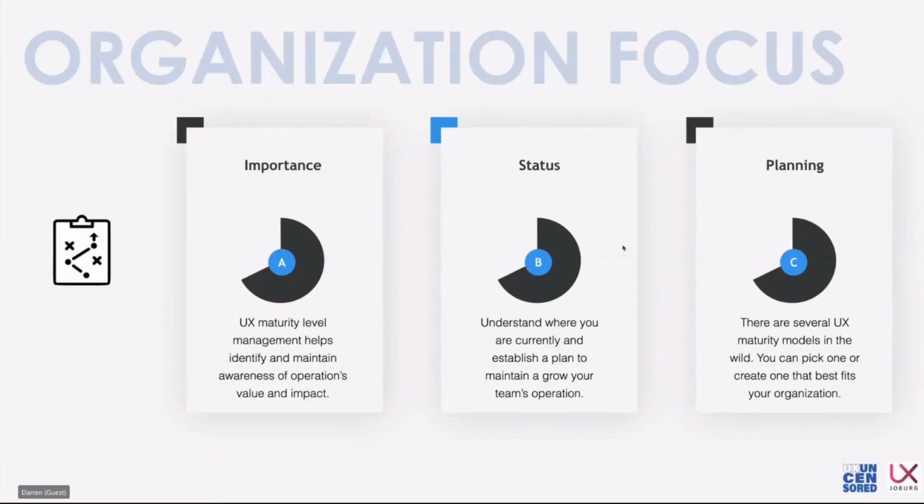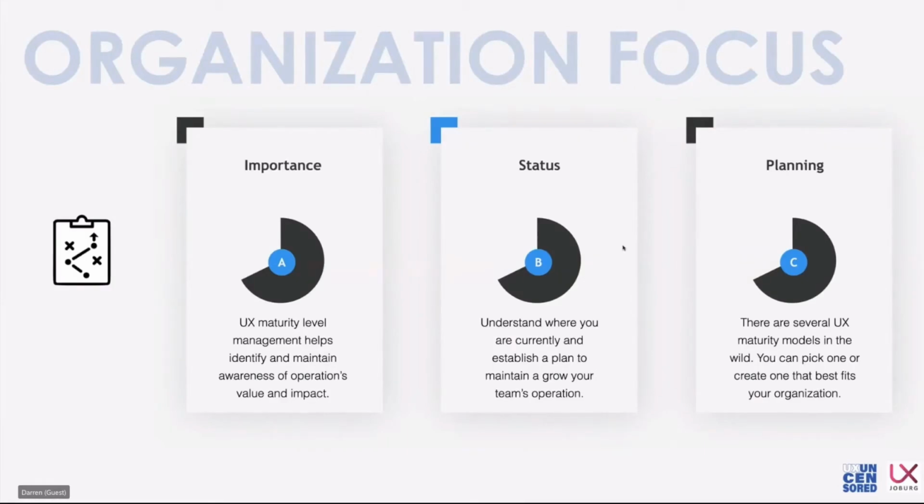And then lastly, for planning, there are several UX maturity models out there in the wild. Everywhere you look, there's a model. But it sort of kind of doesn't matter. Then again, it sort of kind of does. And I talk about this on my podcast. There are some bad ones out there, but there are some great ones out there too. And so use some critical thinking, look at the ones that are out there, find the one that best fits your organization and put it to work.